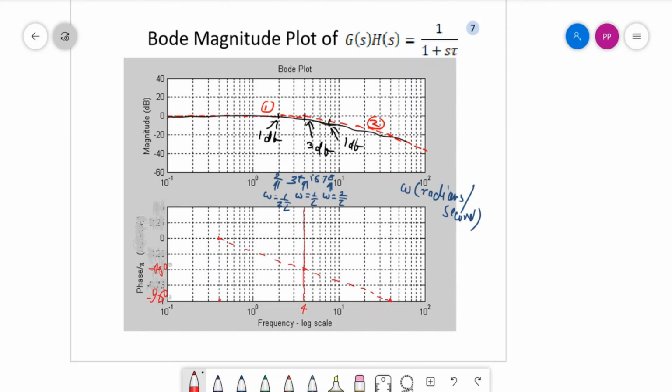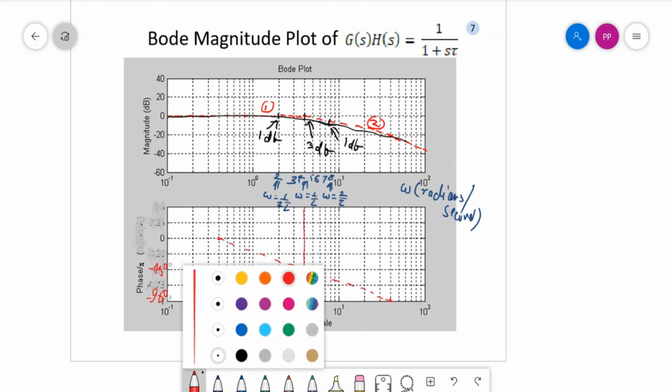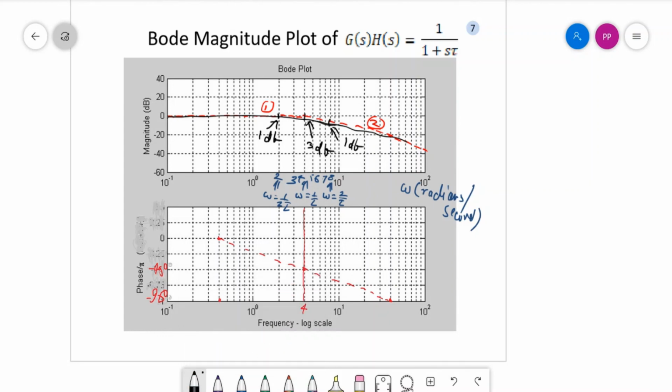So what should be the actual phase? The actual phase will come from infinite frequency like this, then it will slowly take the turn like this, and it will go like this. So this is how the phase plot can be drawn for 1 by 1 plus τs. Both the magnitude and phase plots can be drawn analytically in this way.